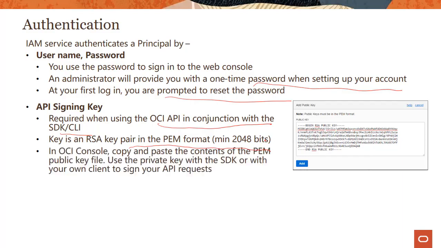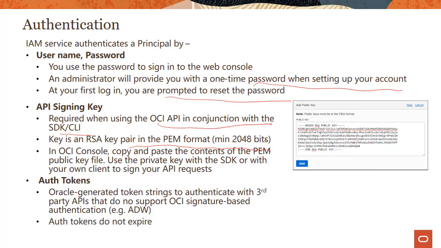In the OCI console, you copy and paste the contents of this public key file, and the private key file you keep with the SDK or with your own client to sign your API request. Again, very similar to how some of the other web services operate.